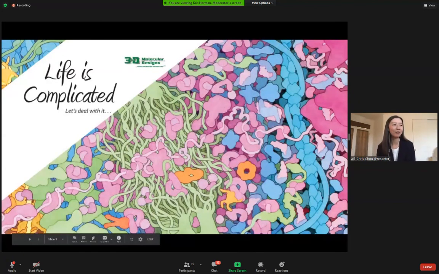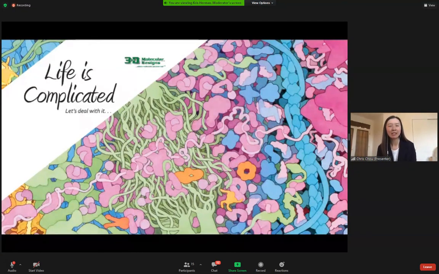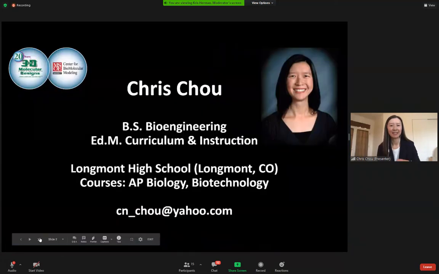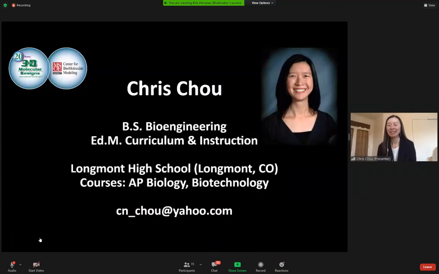I have been using products from 3D Molecular Designs for the last about 7 years, and it really started from me attending a teacher workshop over at Milwaukee and really learning how to utilize the power of these modeling kits. So, all right. I do teach in Colorado.